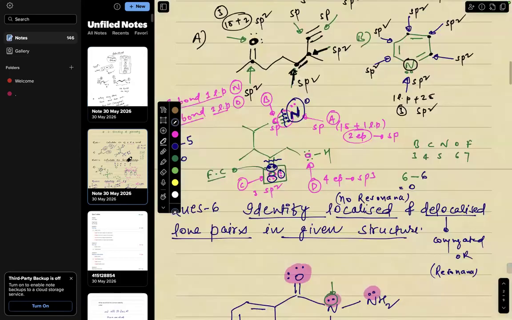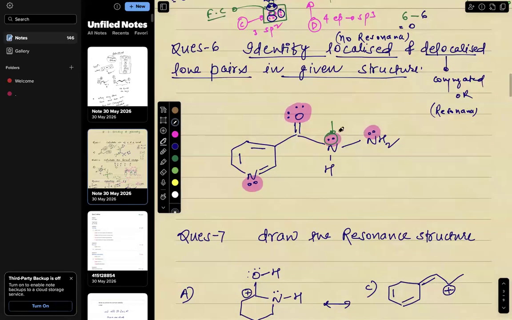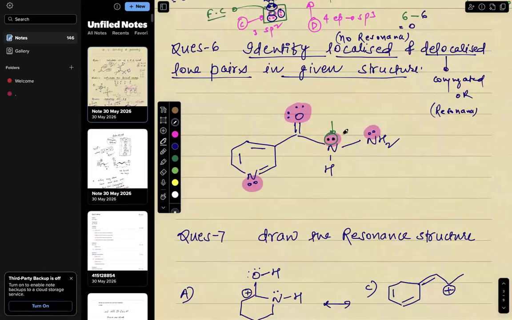Okay, perfect. So now we have this question. What about this nitrogen's lone pair? Delocalized or localized? Good job. This is delocalized. Localized means no resonance. Localized means it is not going to move. But in resonance, electrons move. That's why the term is delocalized. Okay, what about this nitrogen? Delocalized or localized? Listen, this is not the case of resonance, so this is localized.